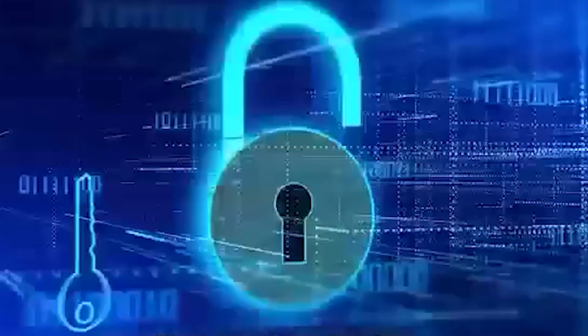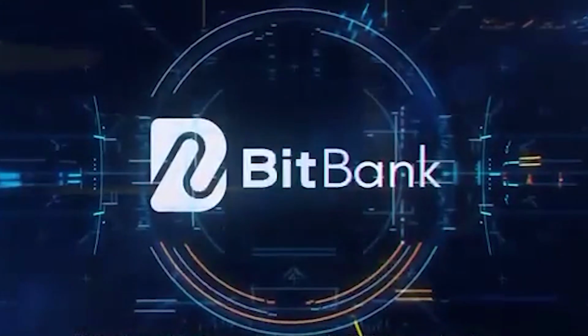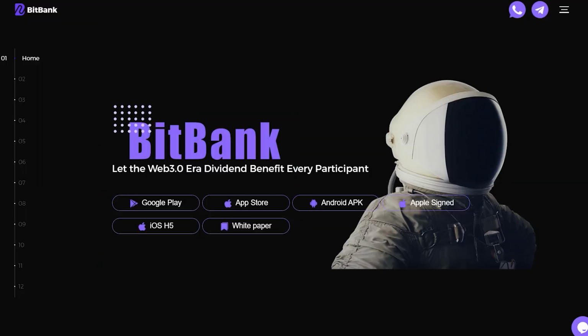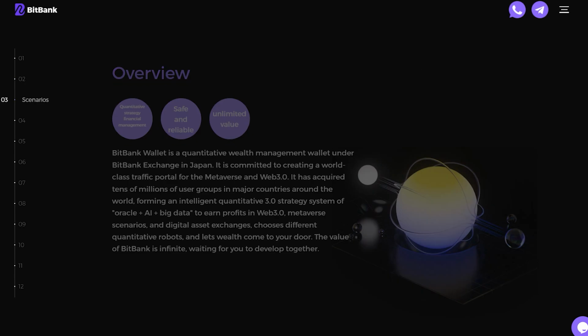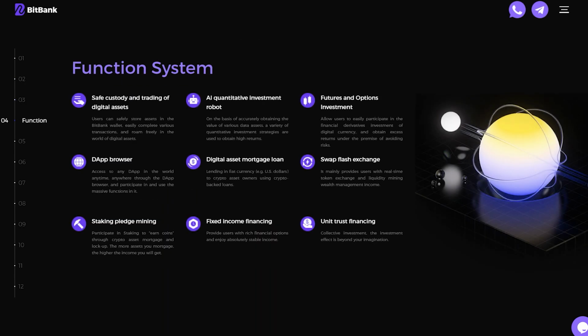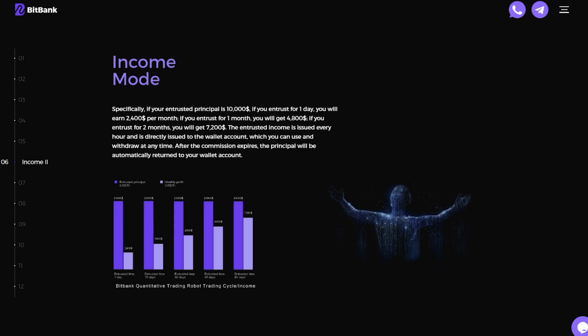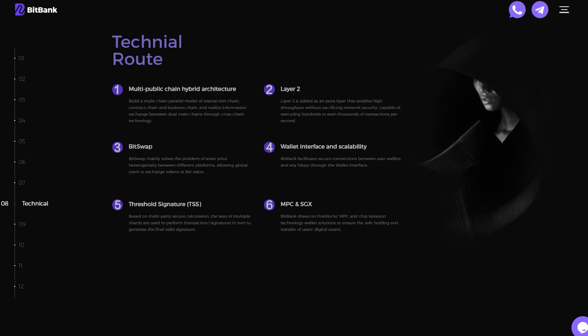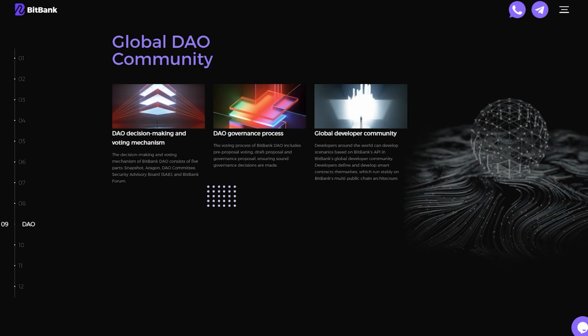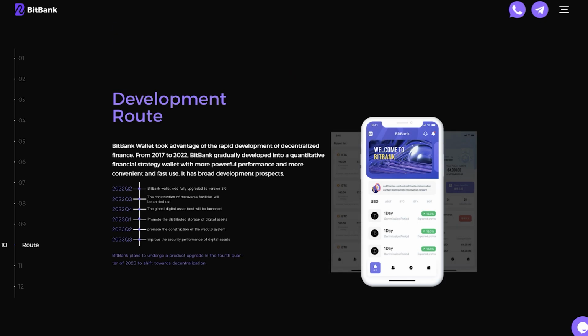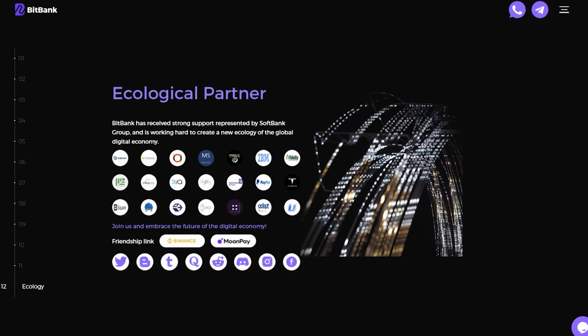Bitbank is a quantitative wealth management wallet on the Bitbank exchange in Japan. It was committed to creating a world-class traffic portal to the metaverse and web 3.0. It has acquired tens of millions of users in different countries around the world, forming an intelligent quantitative 3.0 strategy system of Oracle plus AI plus big data to earn profit in web 3.0, metaverse, and digital assets, with different quantitative robots, and let wealth come to your door. The value of Bitbank is endless, waiting for you to succeed together.